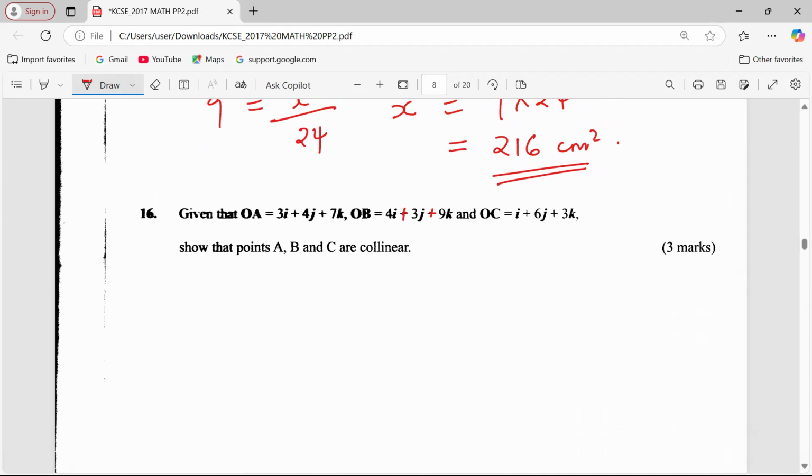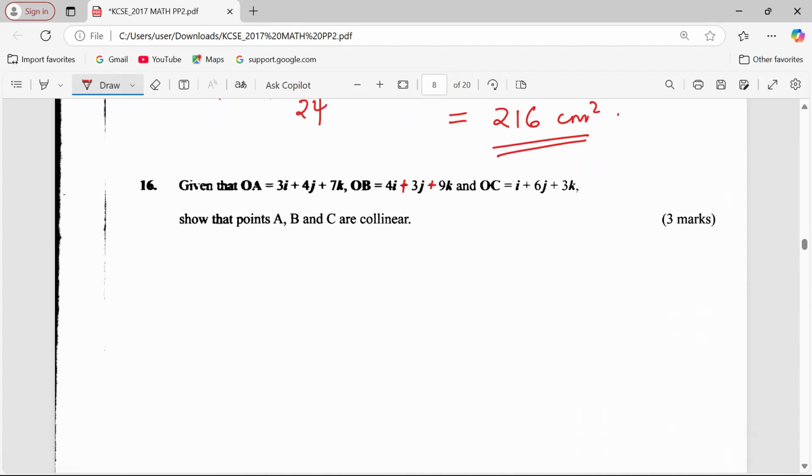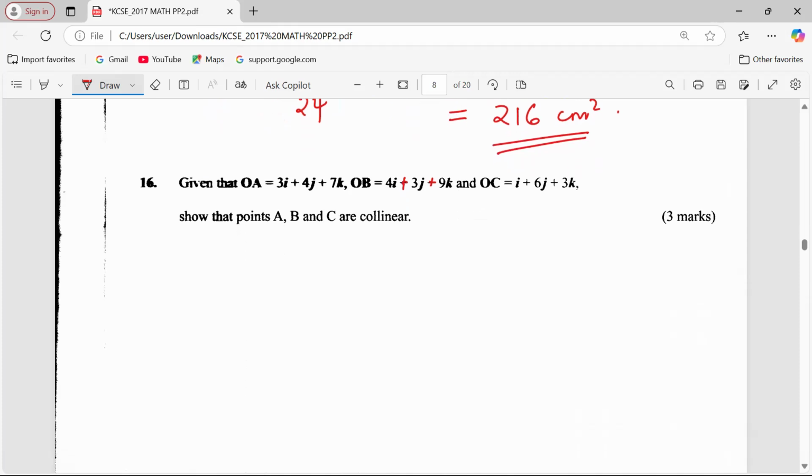Let me just confirm. Could be a plus. Yeah, could be a plus. It's a positive. Yeah. And now we have i plus 6j plus 3k. Show that the points A, B, and C are collinear.